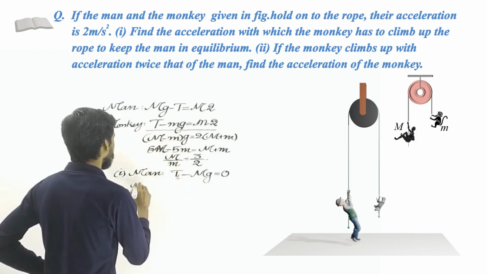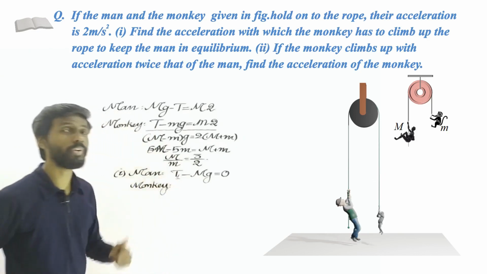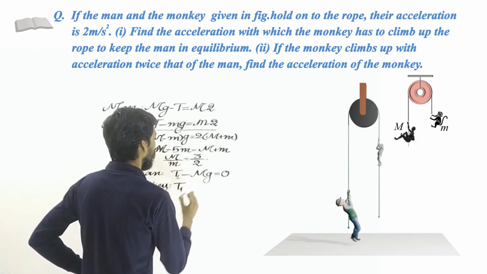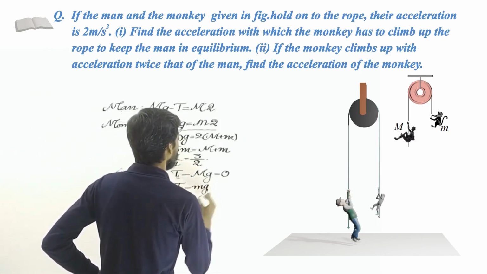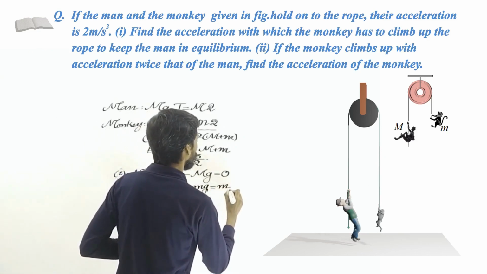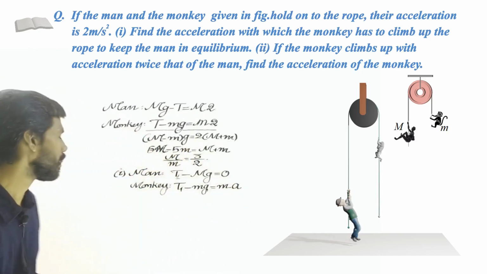Okay, that is one relation. Now similarly for the monkey, the monkey is moving up with acceleration. The upward force is the tension force, the same tension T1, and a downward gravitational force mg. So that must be equal to the mass times the acceleration. This acceleration is what we need to find. Okay, let us find this acceleration.